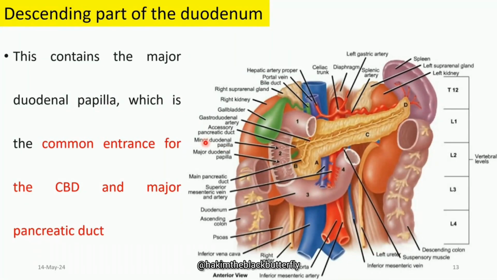Then also you have the minor duodenal papilla. It's a small opening which is going to be an entrance point for the accessory pancreatic duct. Your pancreas has a big duct and a small duct. The big duct is the major or the main pancreatic duct. The small duct is the accessory pancreatic duct, and that has a different opening in the duodenum, and that opening is at the minor duodenal papilla.